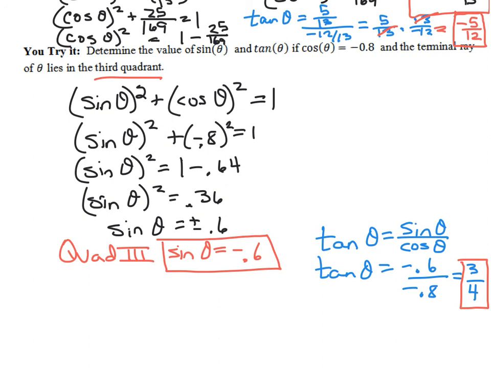Now what I'd like you to think about here is how big tangent can possibly be. Think about how big sine can be and how big cosine can be. Is that also true of tangent, or is there going to be a different rule for tangent? So just something to think about. What is the biggest possible value for tangent?